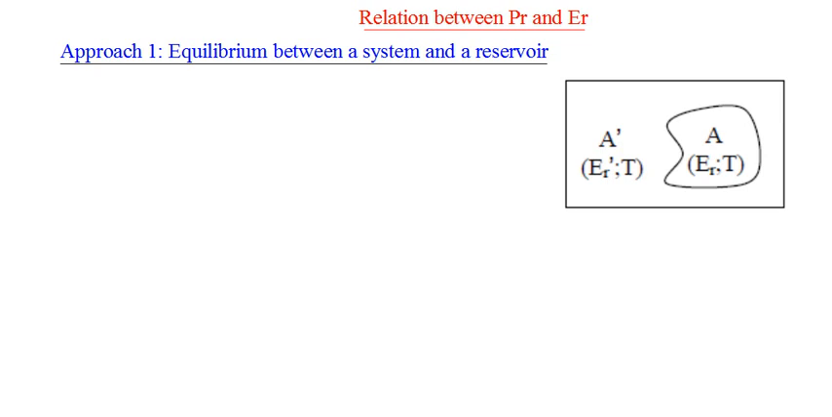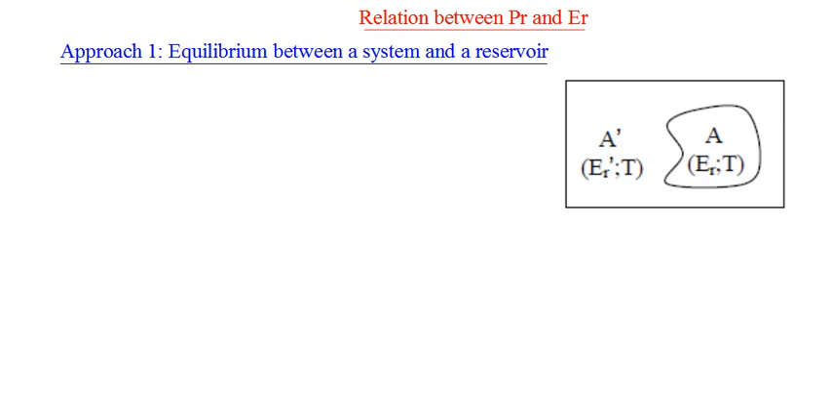So the relation between PR and ER is so crucial that from the knowledge of this probability PR, we will be able to get an idea about the thermodynamics of the system. So we begin our discussion on how to find out the relation between the probability PR and the energy ER, the energy eigenstate ER of a particular system.